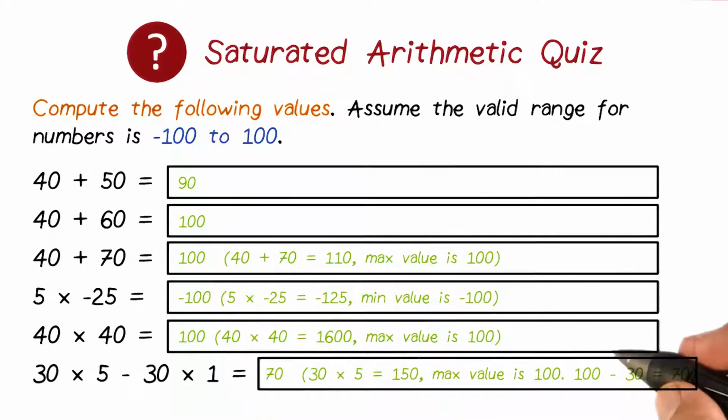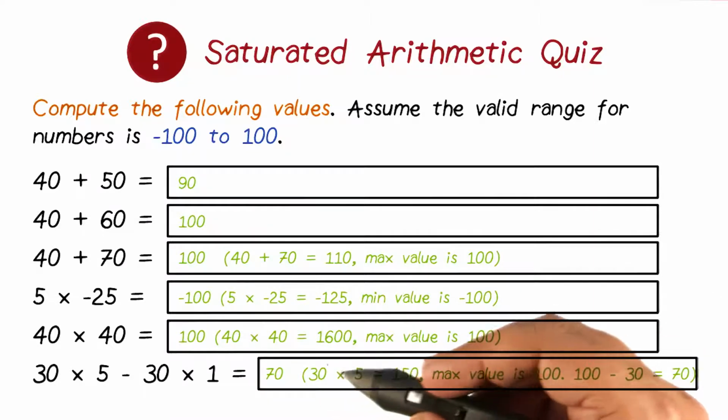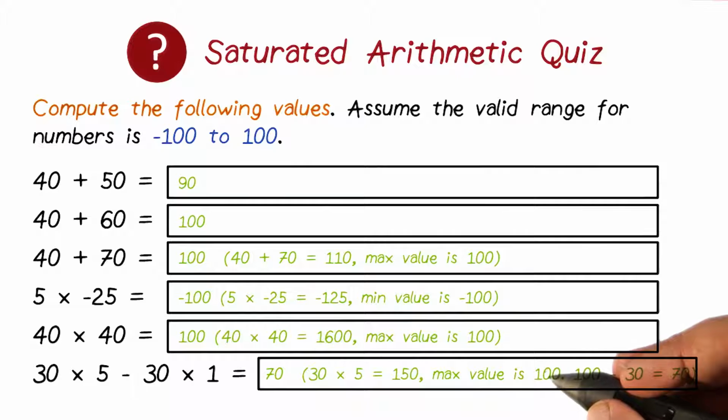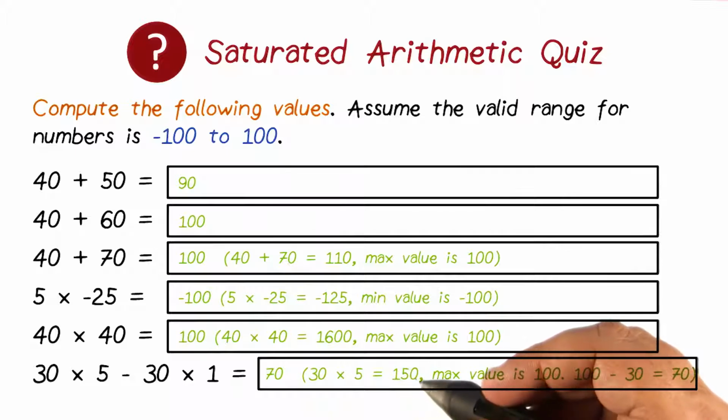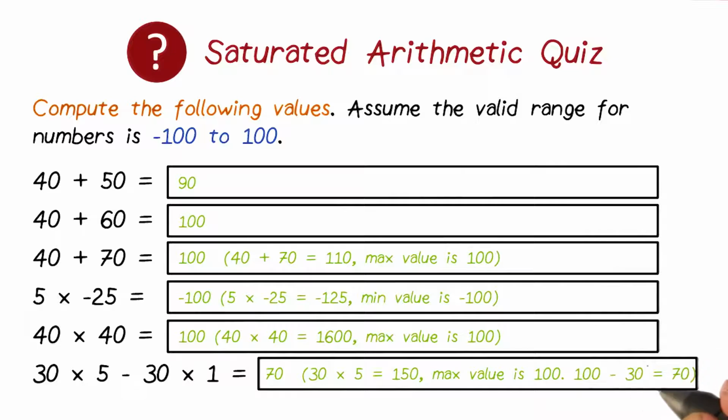Finally, 30 times 5 minus 30 times 1. 30 times 5 is equal to 150, and 30 times 1 is 30, and we are going to subtract the second from the first. The first answer is going to get clipped from 150 to 100, and then we subtract 30 from it, and so the final answer is 70, and that's what we got here. This is an interesting one because remember, first we carry out the multiplication, and since it exceeds 100, we have to clip it to 100, and then we subtract the value 30 from it, and that gives us an answer of 70.